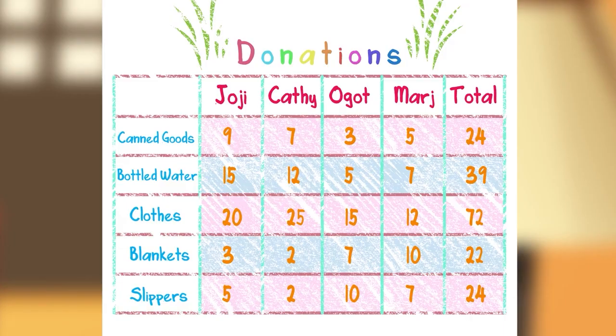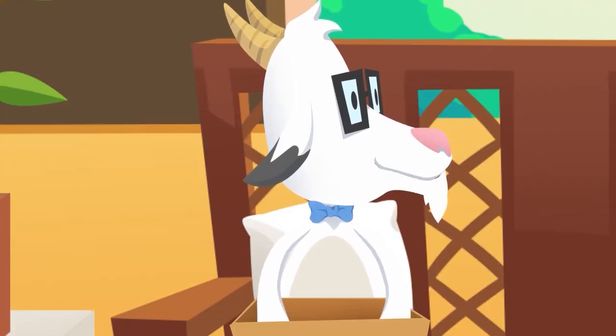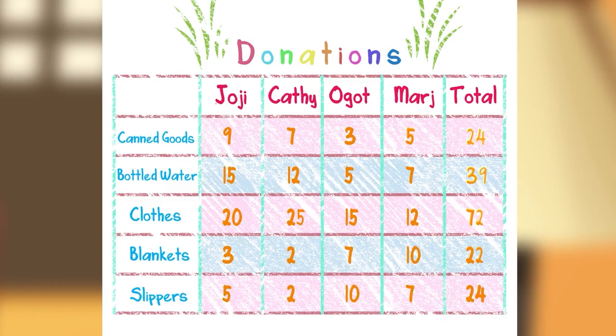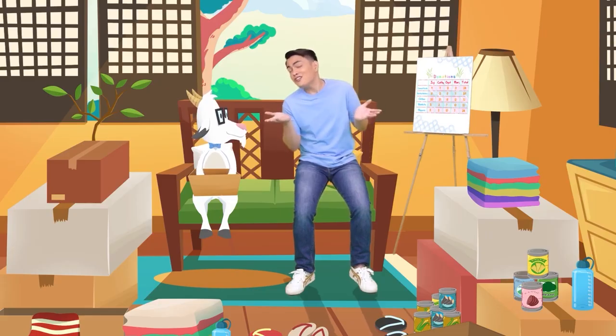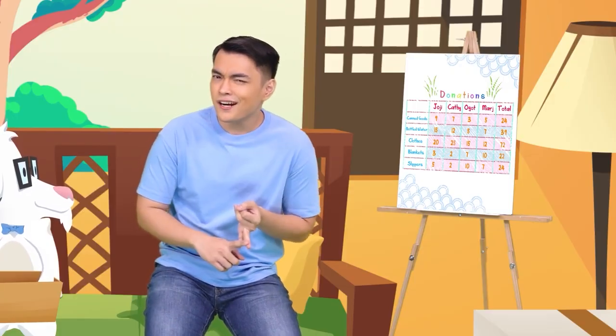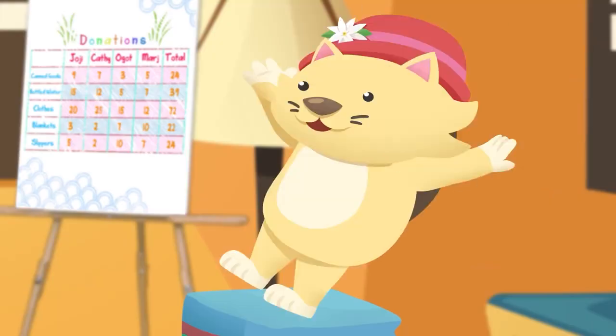This is good, Joji. This will help us see how many items we donated. Look, here, you can see your name, the number of items, and what you donated. So many numbers. Sometimes tables like that can be confusing because of all of the numbers. Maybe it would be easier if this were put into a bar graph, or a pie chart, or a pictograph.